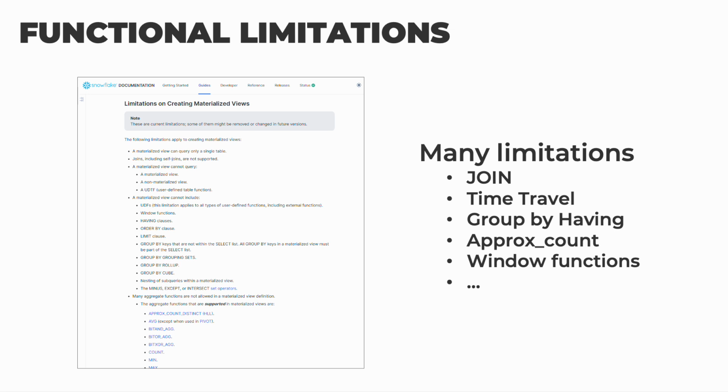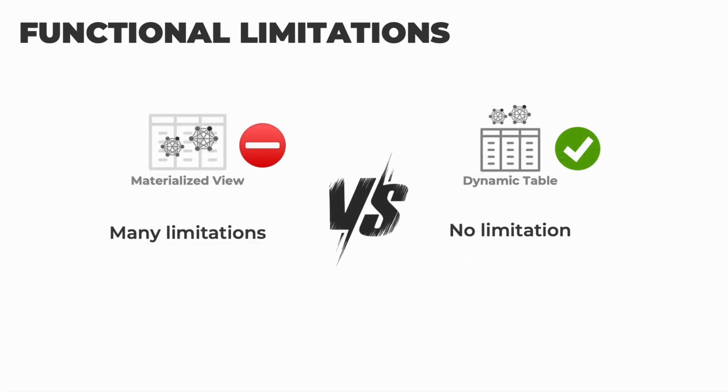I have no doubt that Snowflake is working on removing some of them in the months to come. As for DTs, DTs are ultimately streams whose refresh is automated. You can do anything in a stream, so you can do anything in a dynamic table. Here, on this analysis axis, many limitations on the MV side, no limitations on the DT side.